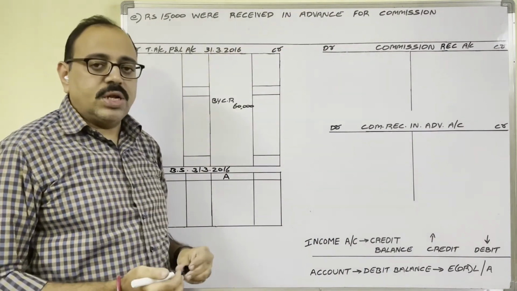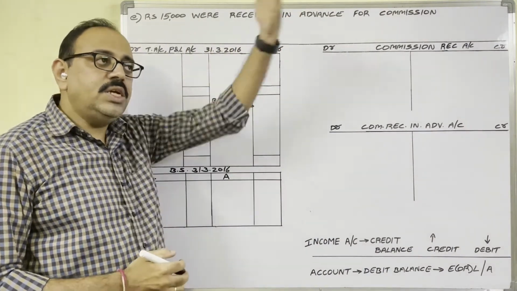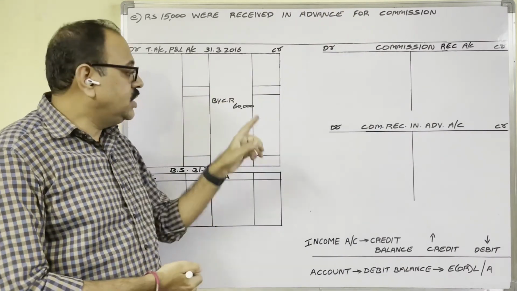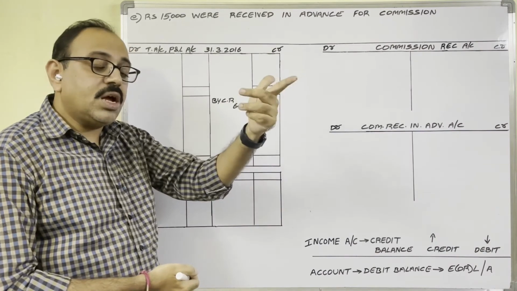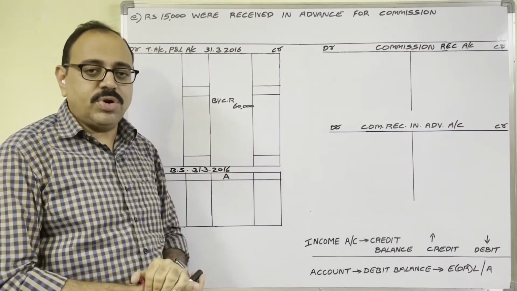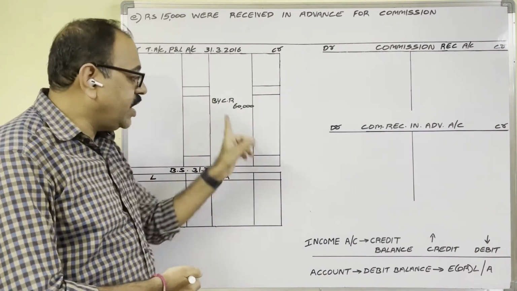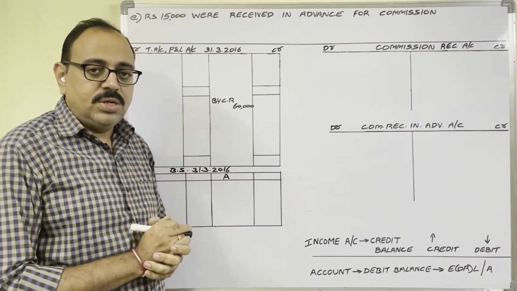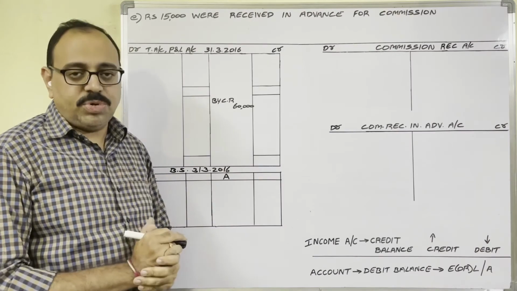Commission received in advance means what? Next year's commission is received in the current year only. So in the 60,000 rupees, next year's commission of 15,000 is also included. Why are we preparing final accounts? To know the current year profit or loss, and to know the current year financial position.